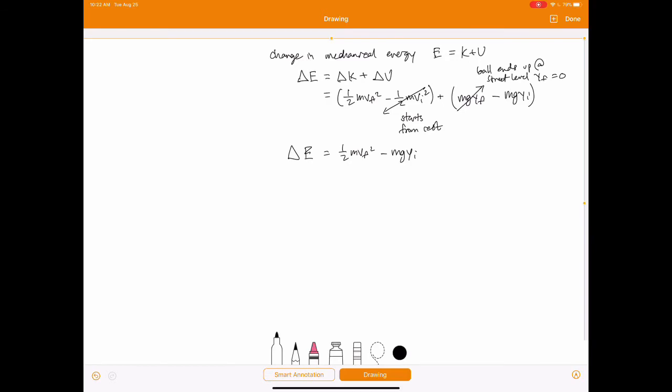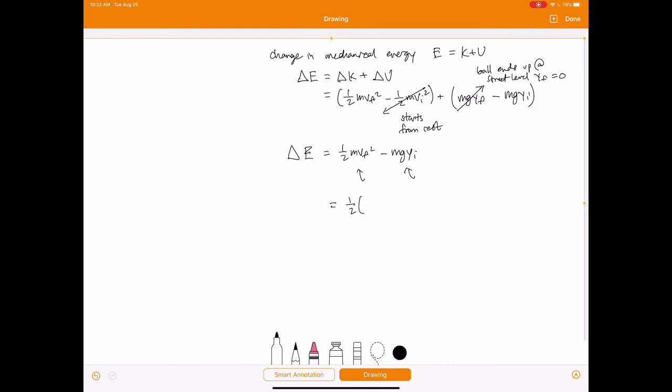The way you can think about this is that in the final state, all of the energy is kinetic. It has no potential energy, it's all kinetic. And in the initial state, it doesn't have any kinetic energy, it's all potential. So the difference between those two gives you the overall change in mechanical energy. So now we can just plug the numbers in.